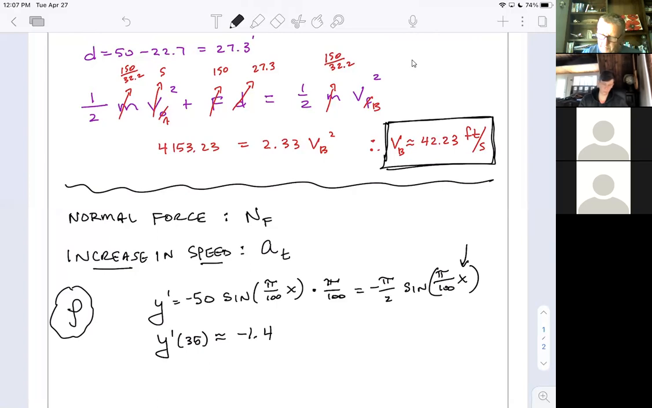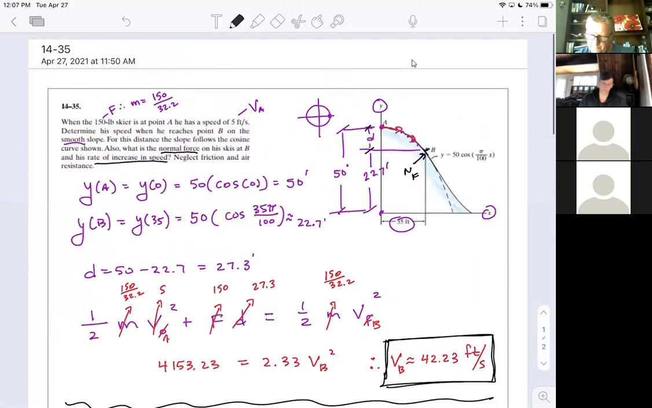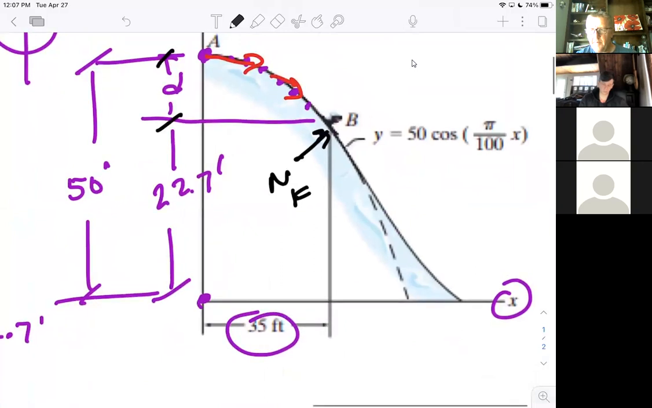Pretty darn close to 1.4. What is that saying? That's the slope. Yeah, that slope would be negative 1.4, negative 3/2. That's a steep slope. Okay, yeah, that's right. That makes sense to me.